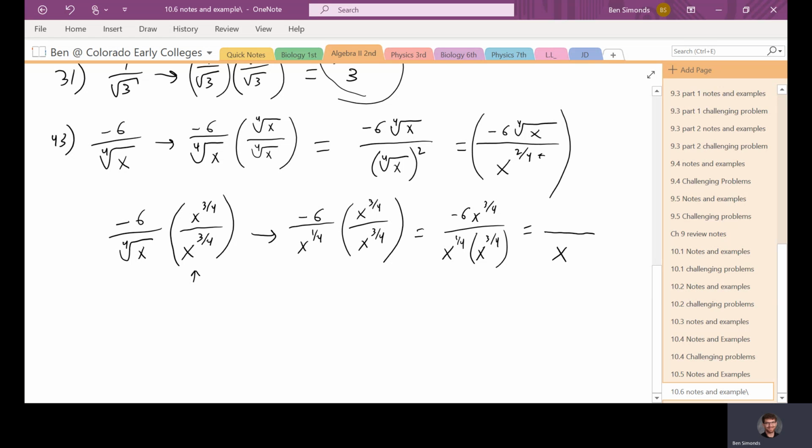We found a way to trick that denominator into getting another x to the 3/4. That way we got it up to just regular x. X to the 1/4 times x to the 3/4. 1/4 plus 3/4 is 1. 4 over 4, right, which is just 1. So we've got a regular rationalized x in the bottom.